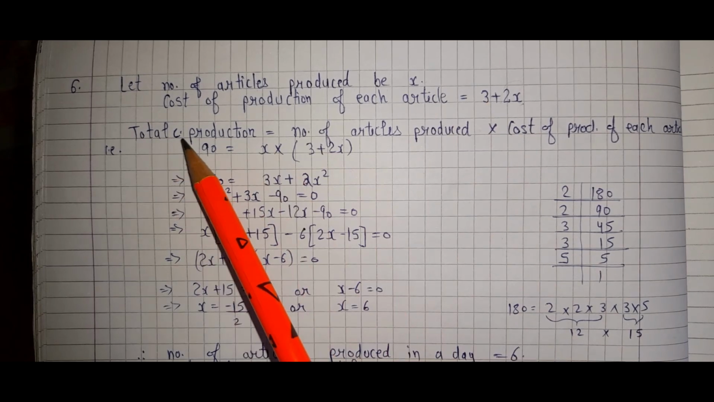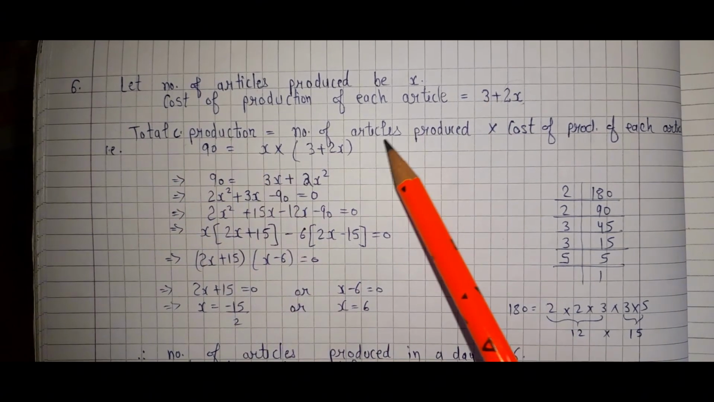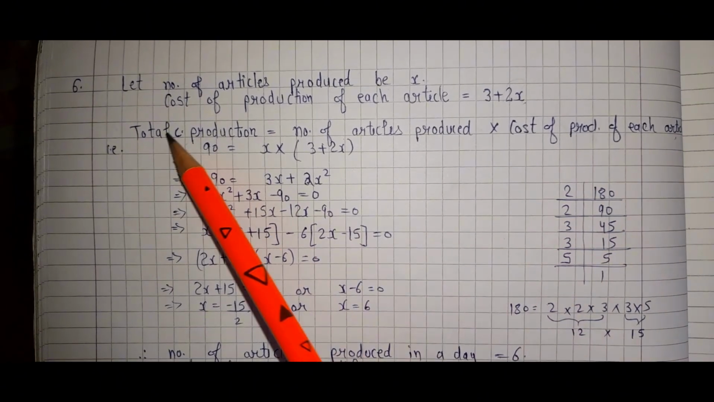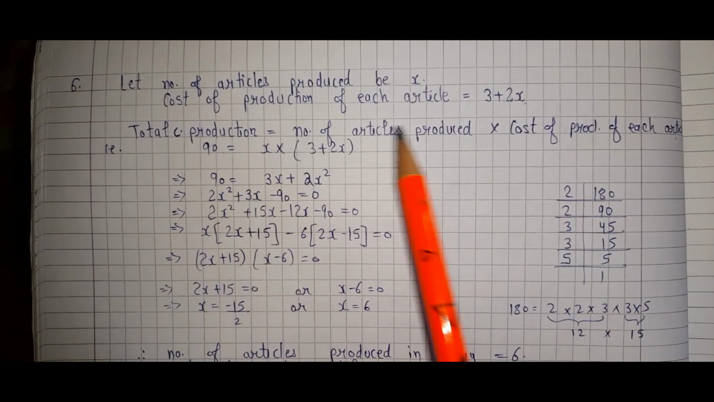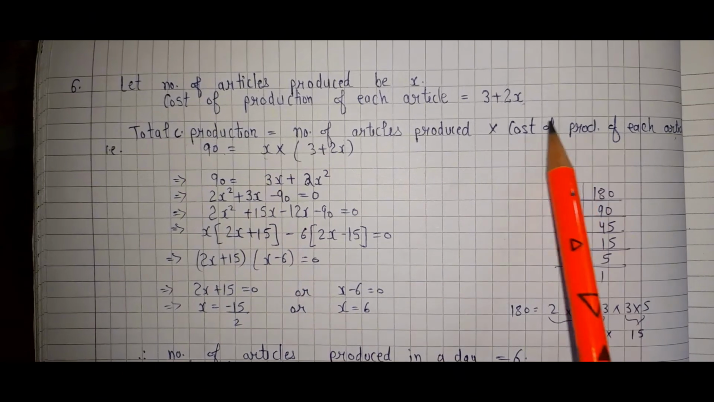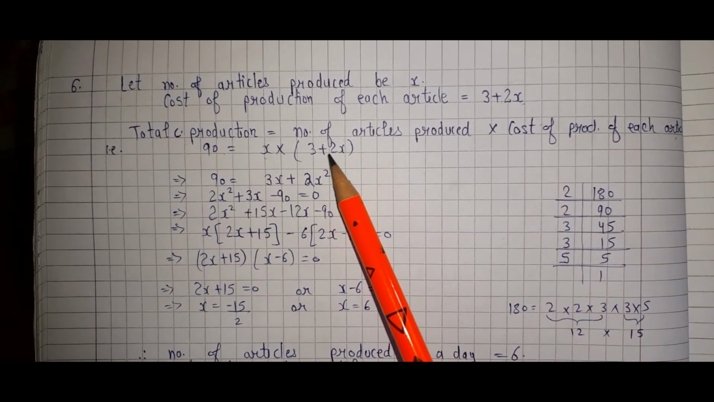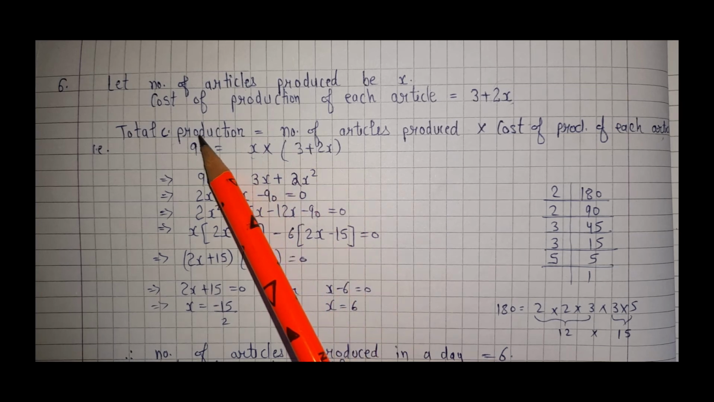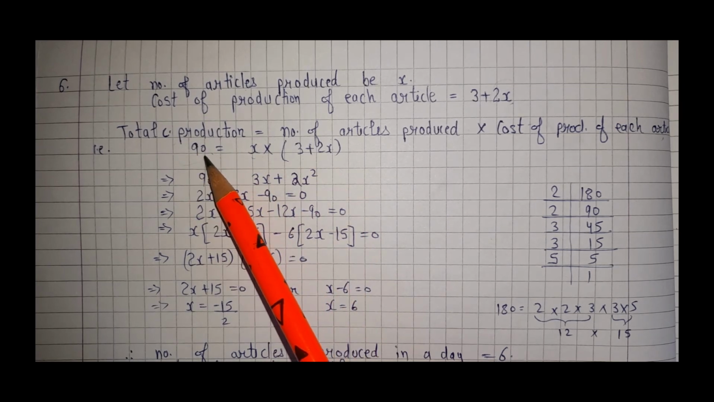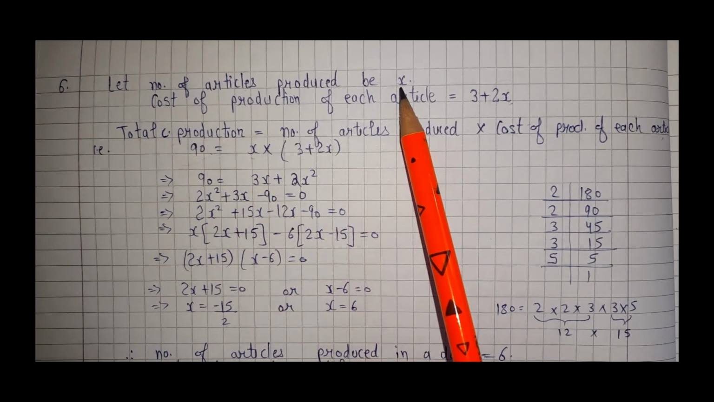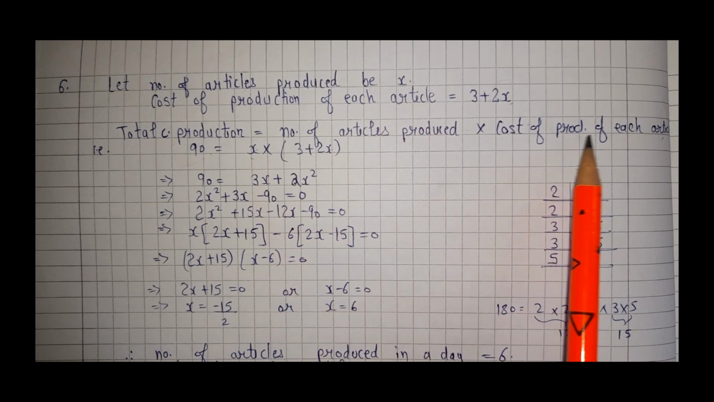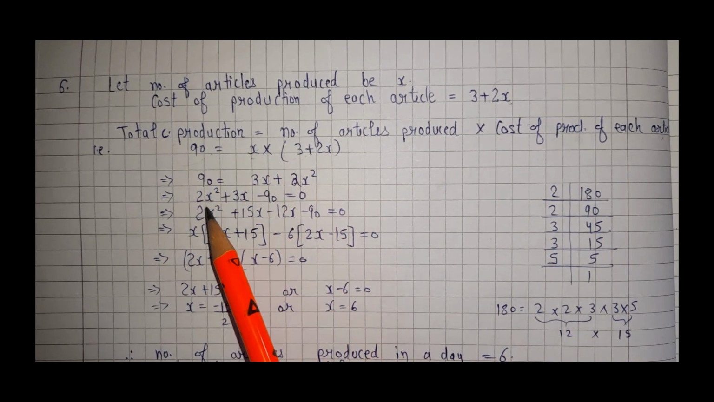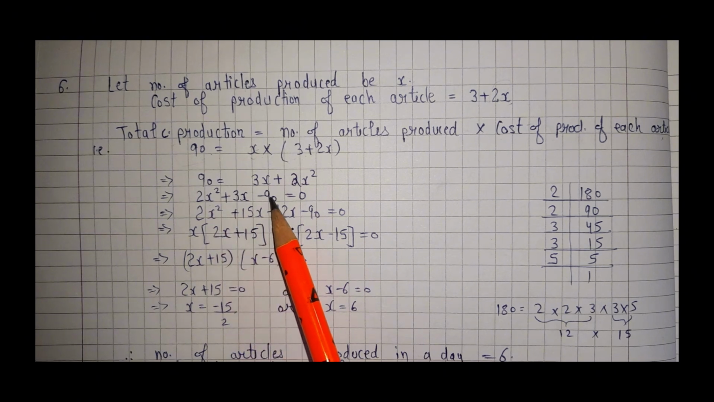Since we know that total cost of production equals the number of articles produced into the cost of production of each article. So total cost is 90, number of articles produced is x, cost of production of each article is 3 plus 2x. So we have 90 equals x into (3 plus 2x), because total cost of production is given in the question as 90 rupees. After solving this equation, we have 2x squared plus 3x minus 90 equals 0.